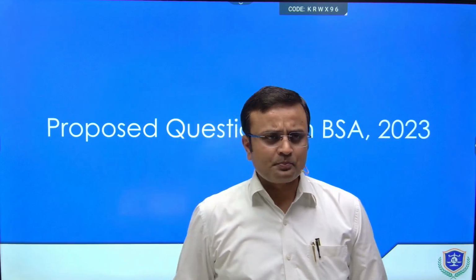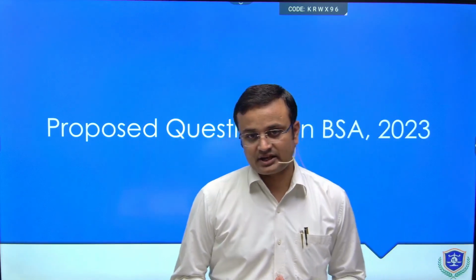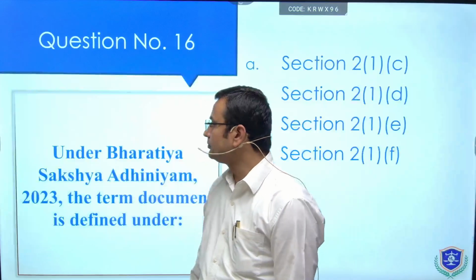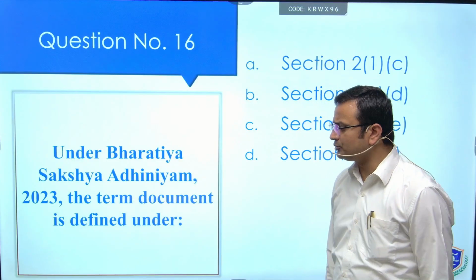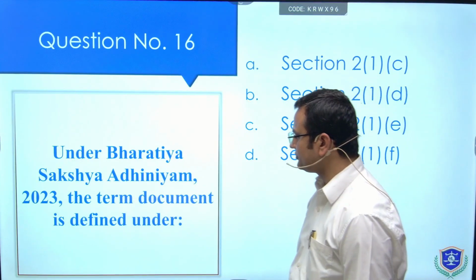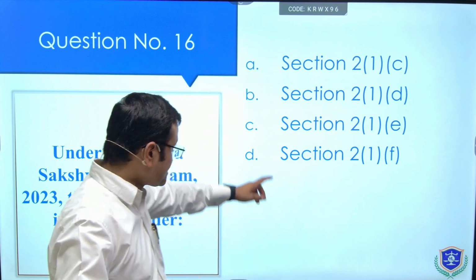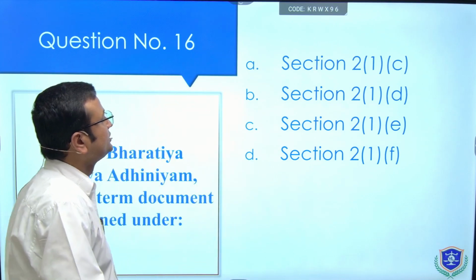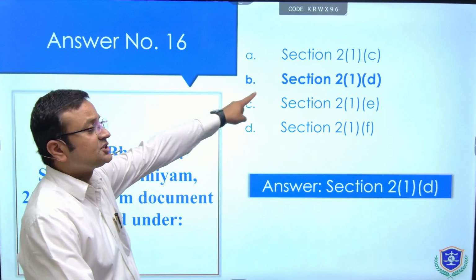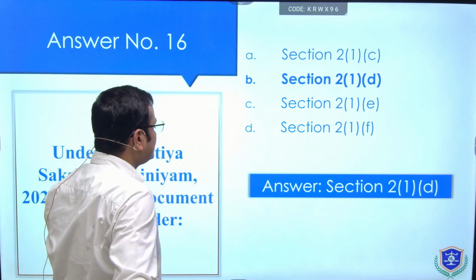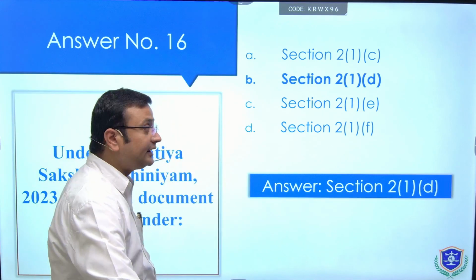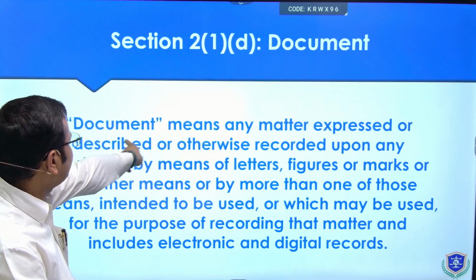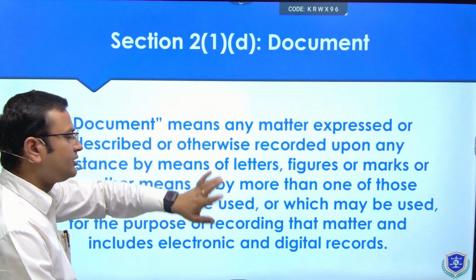Now there are proposed questions of BSA which might be asked in your upcoming examinations. Under Bharatiya Sakshya Adhiniyam 2023, the term document is defined under which section: 2(1)(c), 2(1)(d), 2(1)(e), 2(1)(f). Now see the answer, it is Section 2(1)(d) where the term document has been defined. Document means any matter expressed, described or otherwise recorded upon.